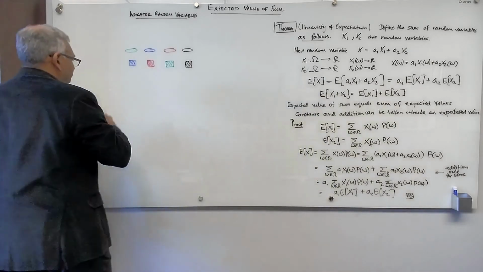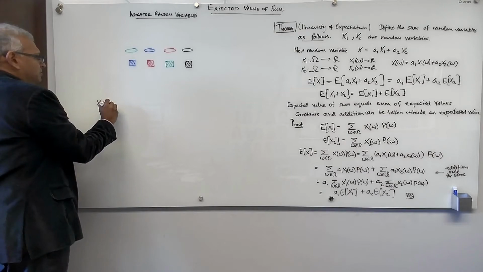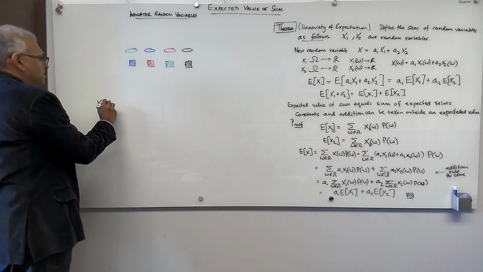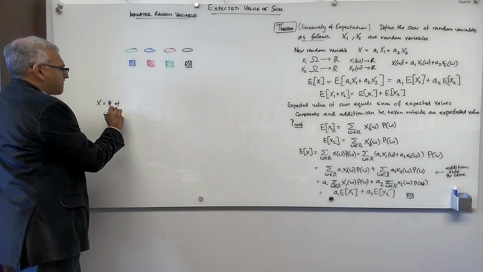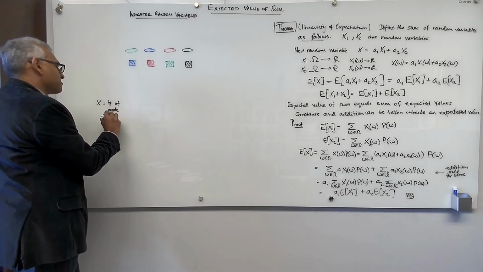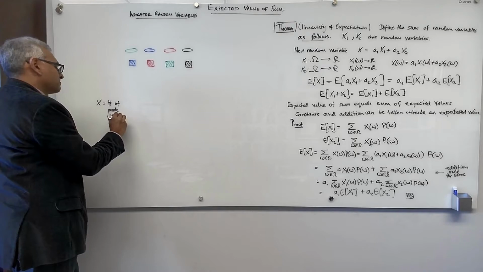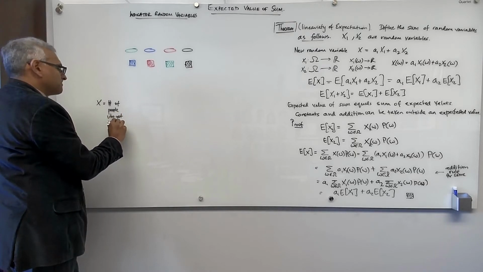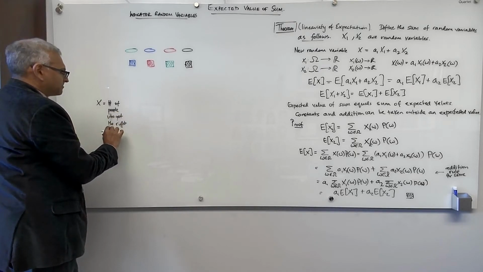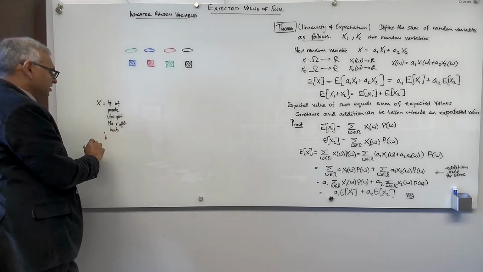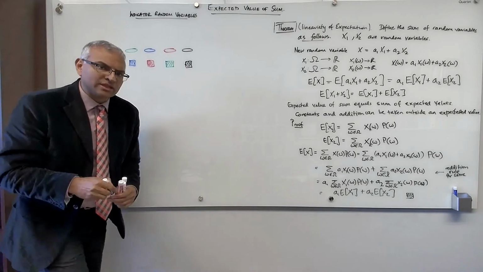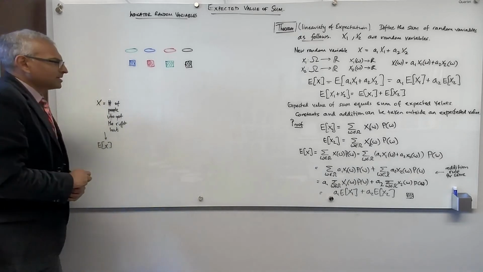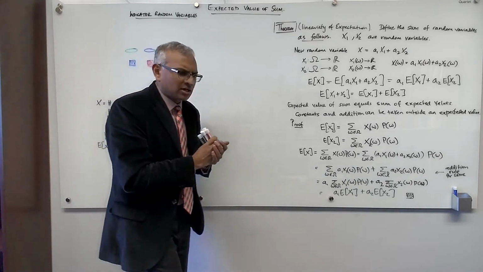So let x equal the number of people who get the right hat, and we are interested in the expected value of x, i.e. the expected number of people who get the right hat. Now you might wonder, wow, this is going to be complicated. How am I going to do this?